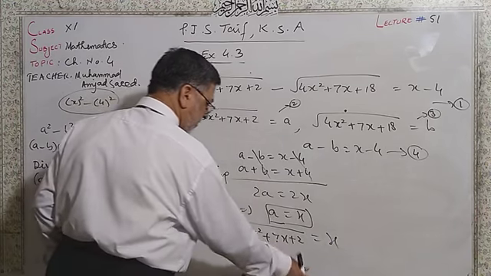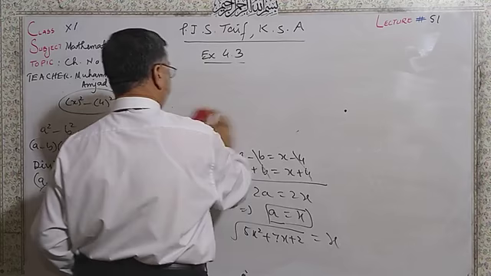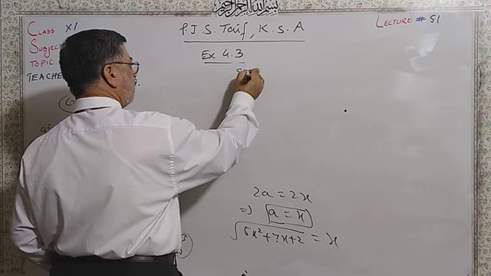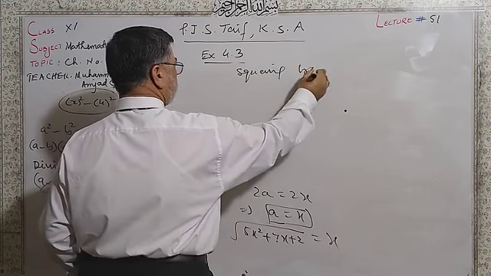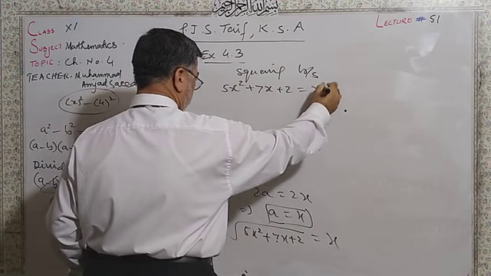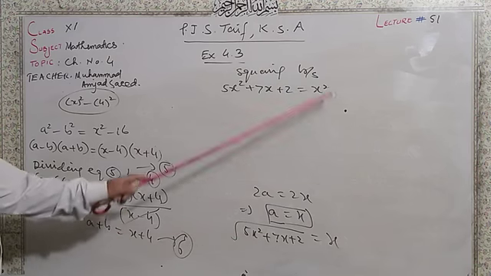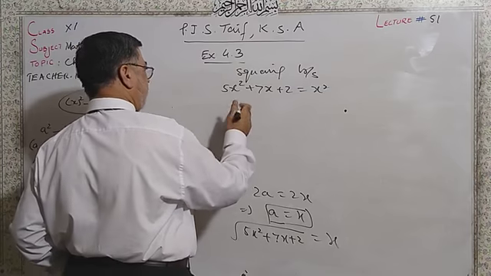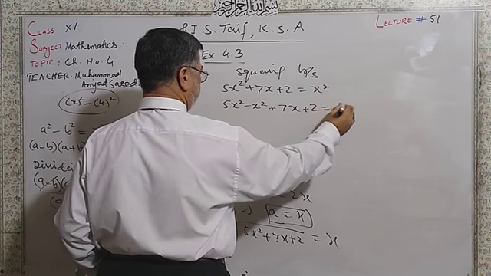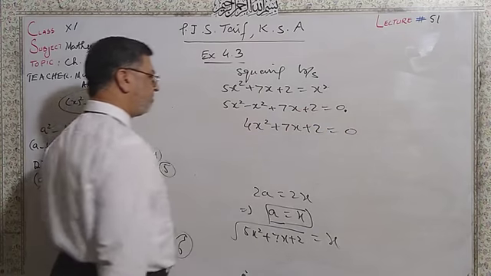Now we can square both sides. Squaring both sides, 5x square plus 7x plus 2 is equal to x square. The square root is cancelled out and x becomes x square. Bring x square to the left hand side: 5x square minus x square plus 7x plus 2 equals 0, so 4x square plus 7x plus 2 equals 0.